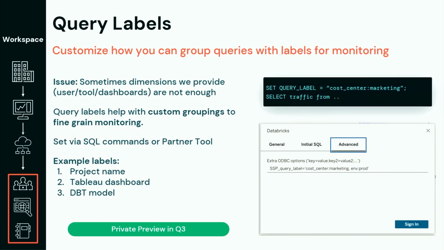Next is query labels. Sometimes the dimensions that we provide you, like user ID or client application, are not sufficient for your cost monitoring needs. Maybe you need to understand, hey, which queries are coming from a specific Tableau dashboard or a specific project, and do cost monitoring at that level. With query labels, which we are building out, you will be able to do this. You'll be able to apply optional query labels to each query execution, both from SQL language and directly from these external tools, so that you can get the cost attribution at those levels.